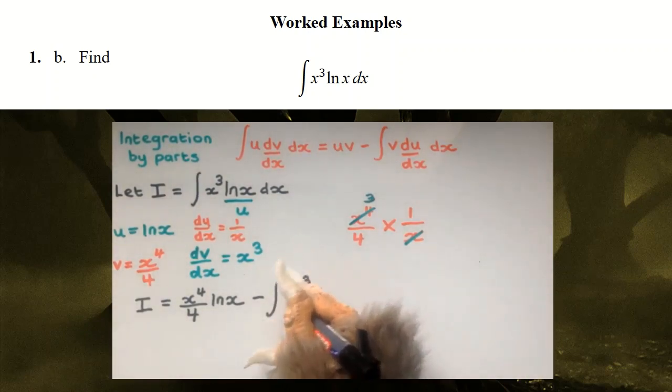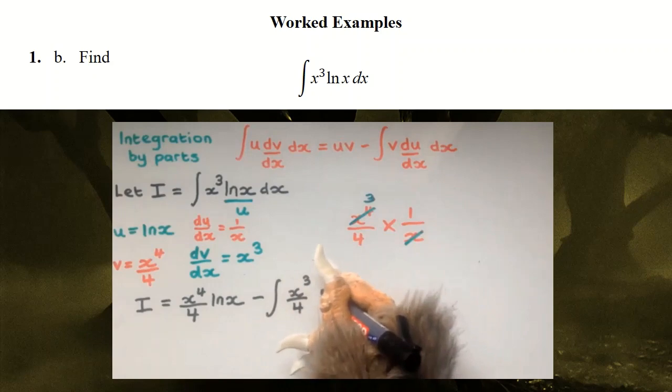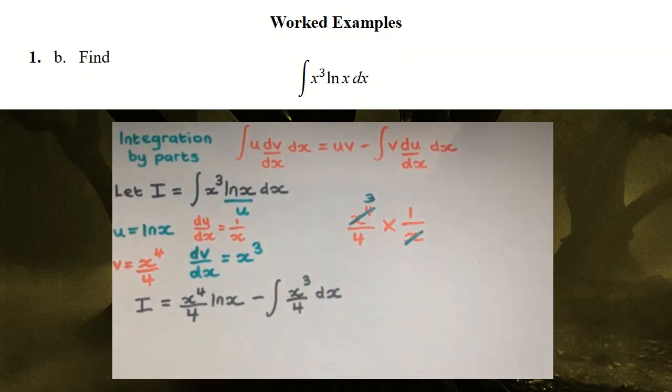Okay, and that's dx with respect to x. Alright, so we have to perform our integration. So that's going to be x to the power 4 over 4 ln x, subtract the integral of this. Again, this is year 1 integration, so add 1 to the power, divide by the new power.